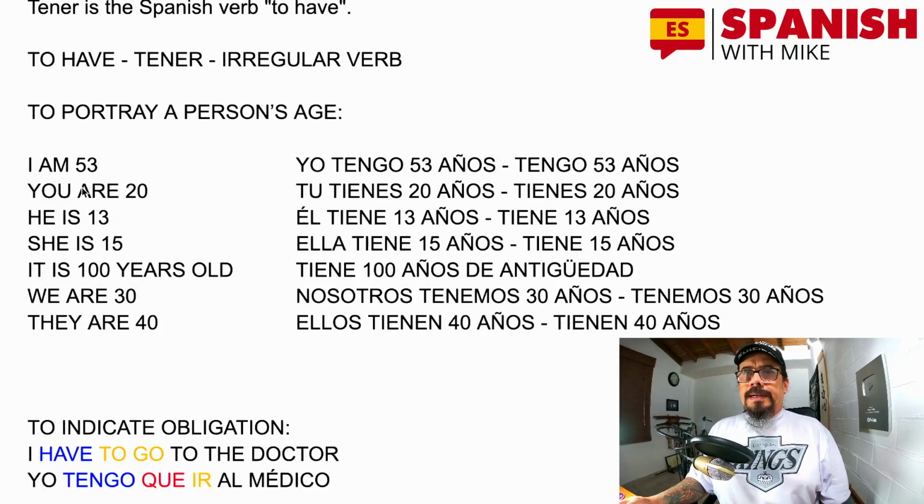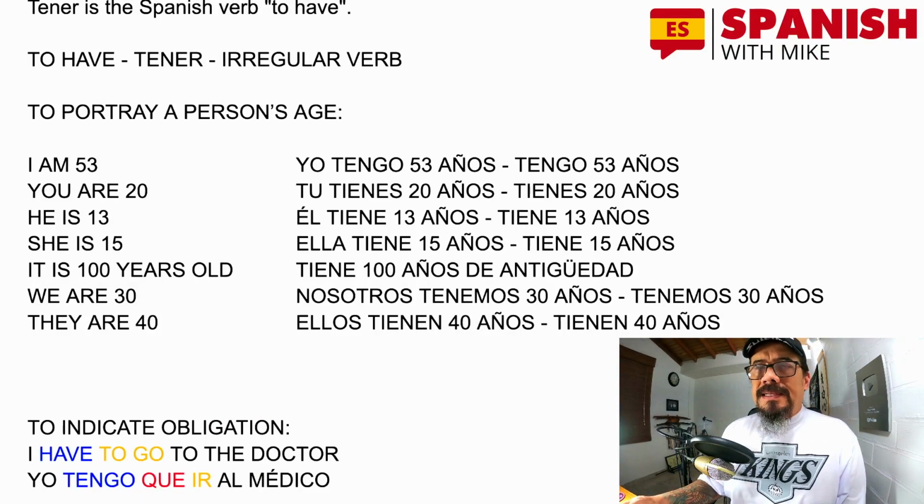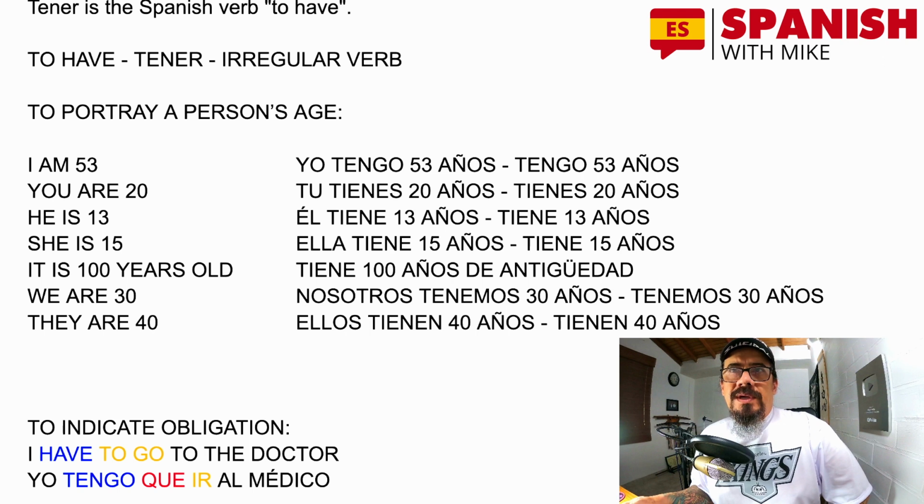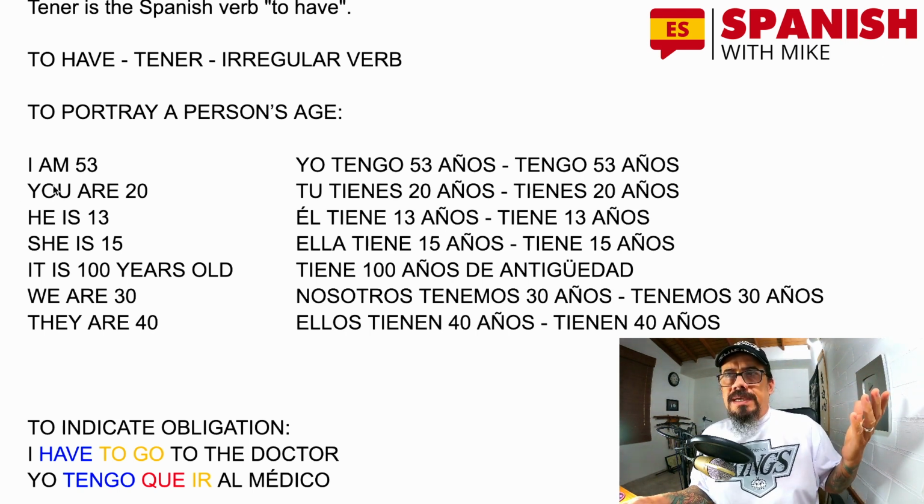What we're going to do now is go through all of the possible conjugations of this verb, and we're going to practice and learn this. So let's go with the conjugations of the verb to have. As we said before, it's an irregular verb, and when we are portraying a person's age, we use in English to be, depending on the tense.